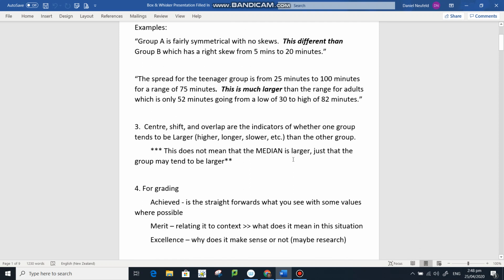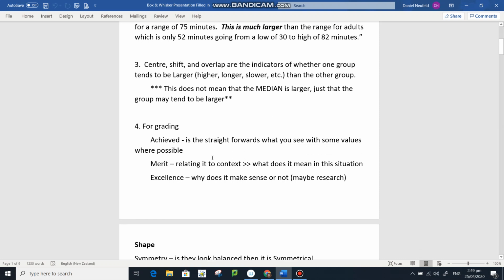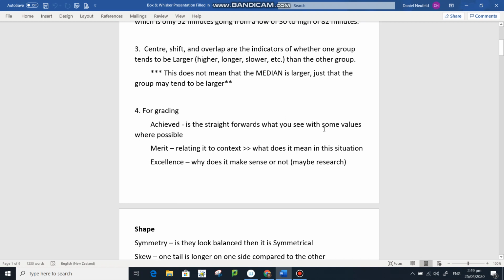When it comes to making the call of whether one group tends to be larger than the other, the main things that we're looking at are center, shift, and overlap. The other parts give us good information that we look at and we develop, but when we make that call at the end of that section of your investigation, it's going to be based on those three. Okay? And again, at this point, we're not making a call on the median itself, whether the median of those groups actually are larger. We're just looking at the two sample groups to say whether they overall tend to be bigger or smaller, or the same. Okay, again, for achieve, we're looking at straightforward what you see and the values.